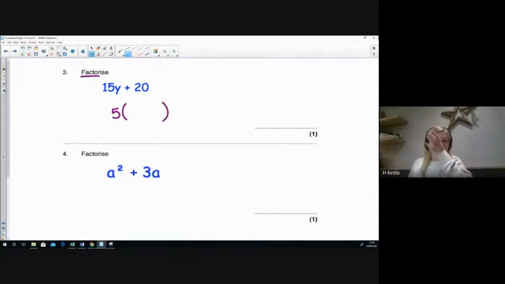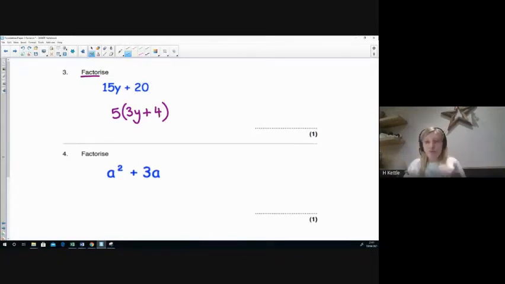And factorize means put into brackets. They're both in the 5 times table, so 5 goes on the outside. How many 5s go into 15y? Or what would we need to times with 5 to get 15y? Now, to get 15, we're going to need to put 3 here, because remember, it's timesing. And we also need a y. And then add 5 times what is going to make 20? We need to make this a 4.